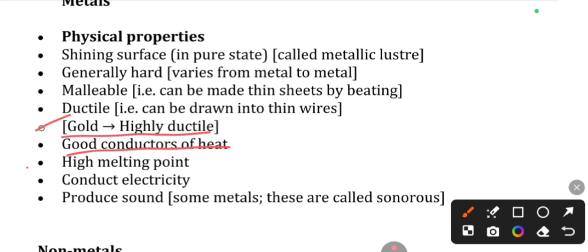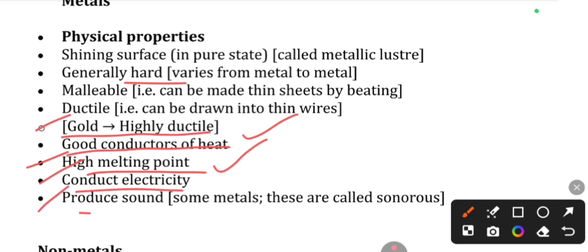High melting point. All the metals have a high melting point. Why do they have a high melting point? Because, as we have done in the second point, they are hard in nature. Why are they hard? Because they are making strong bonds. If they are making strong bonds, it means they have a high melting point. Next property, they are good conductors of electricity also. Heat can pass through it, electricity can pass through it.